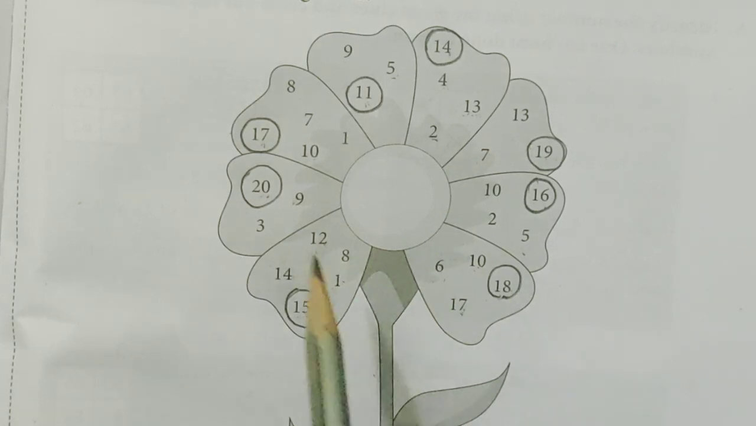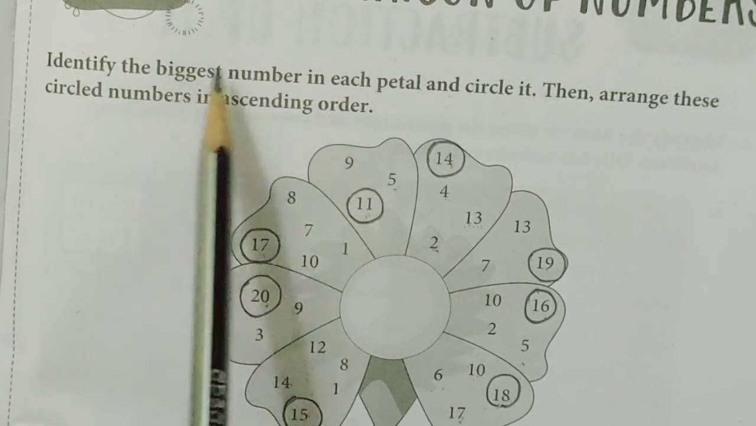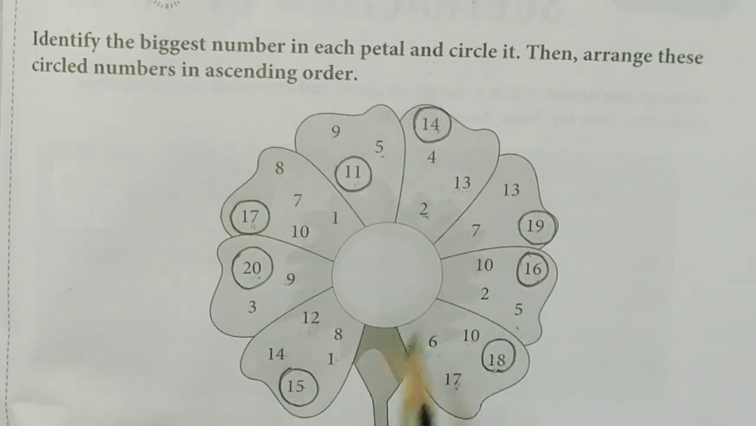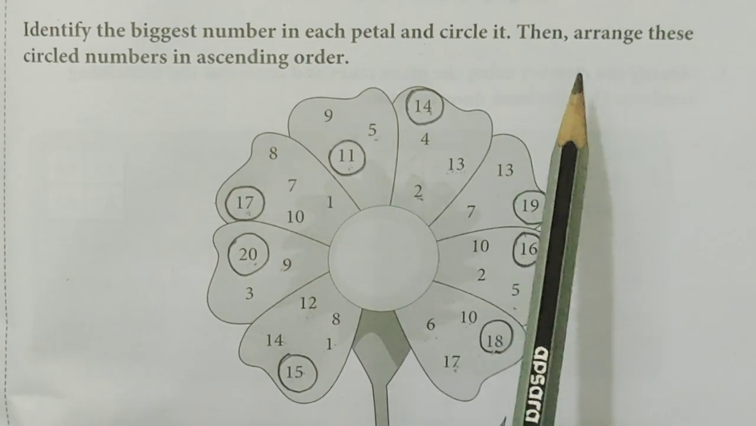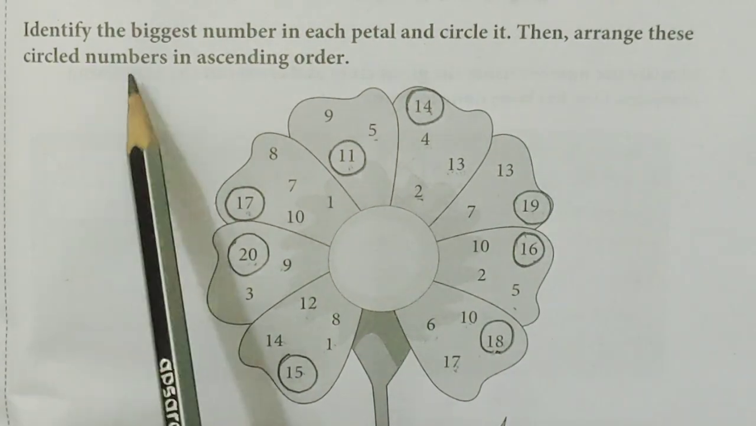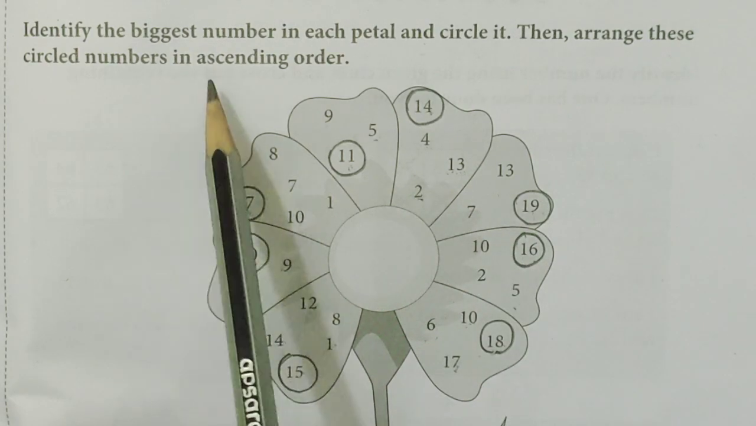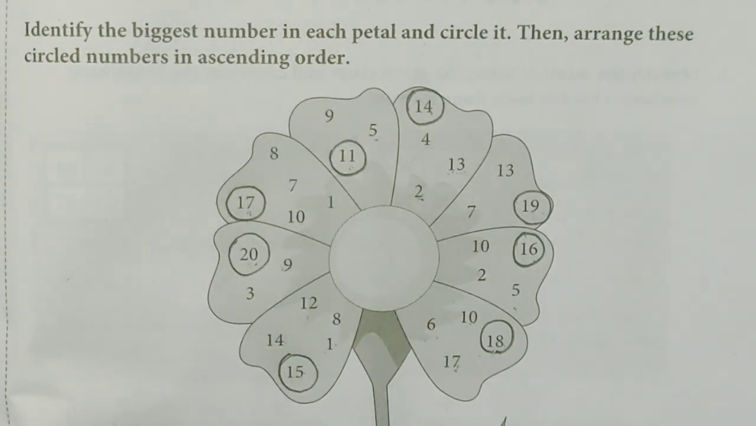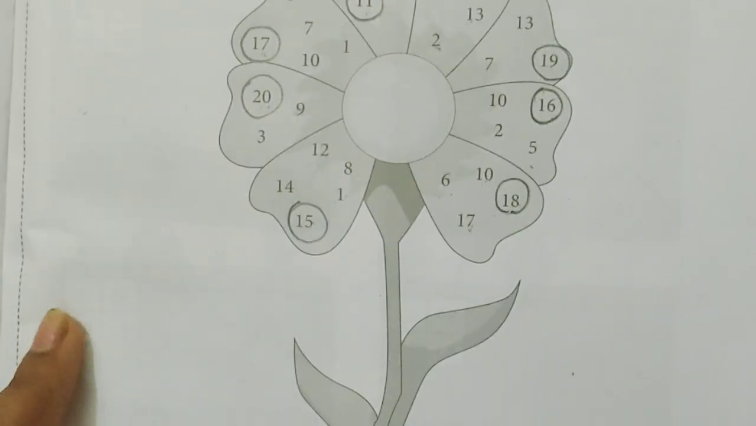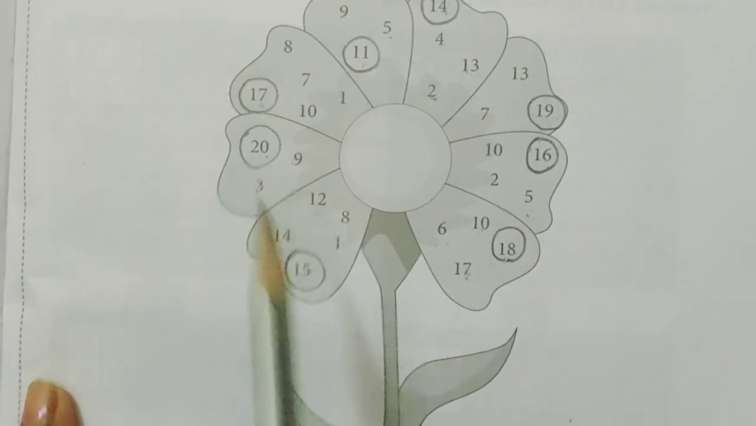Now up to this point we have identified the biggest number in each petal. Next, you have been asked to arrange these circled numbers. That means the numbers we circled, we have to arrange in ascending order. Now say first the numbers 15, 20.